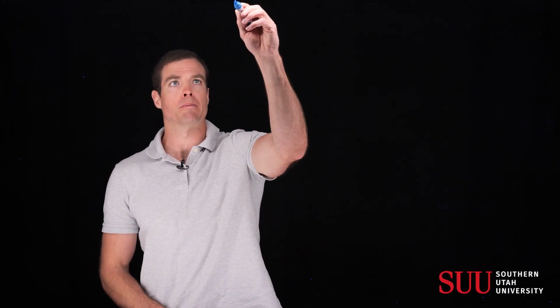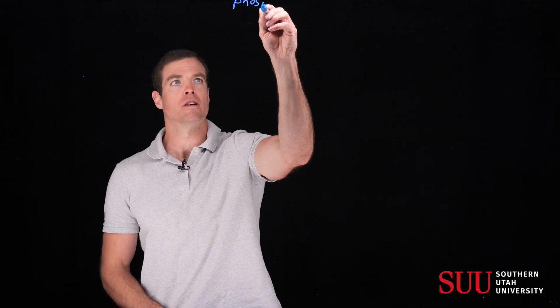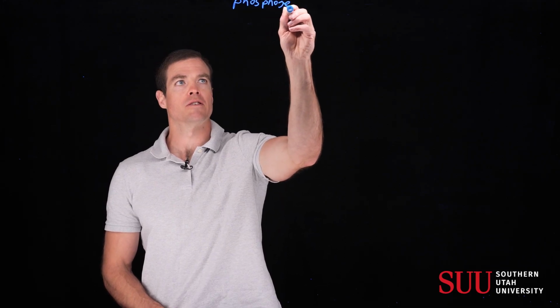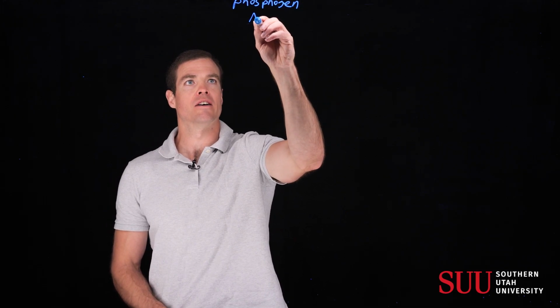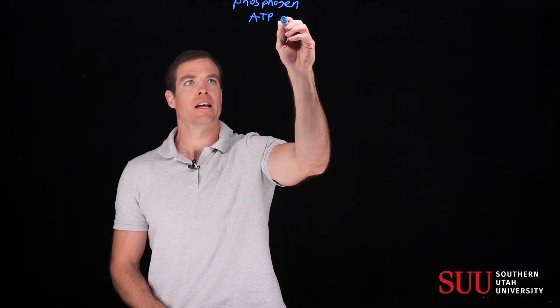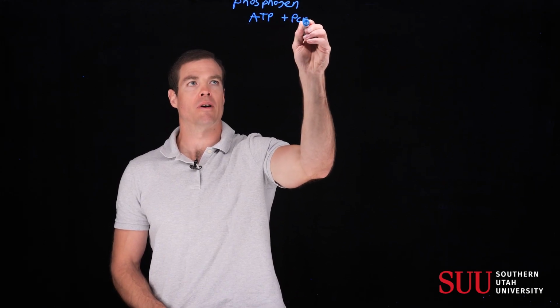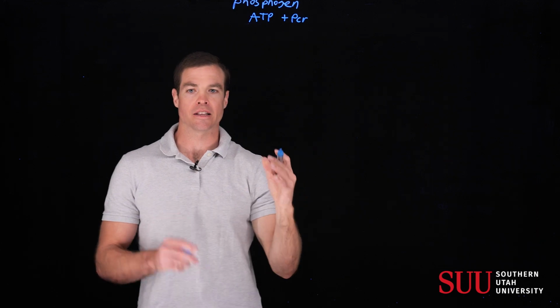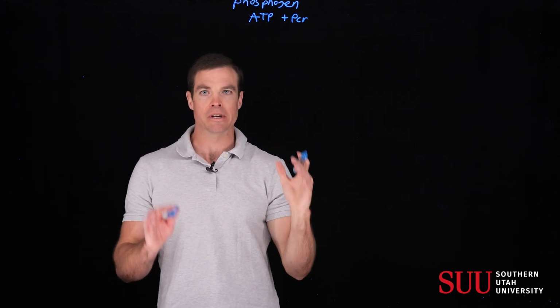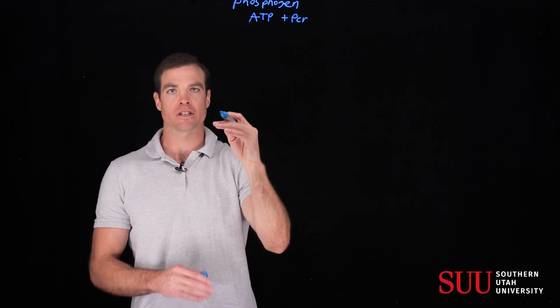So this one is going to include two main parts. So we'll just put our phosphagen, and this is our ATP and our PCr, our phosphocreatine. And this system is like immediately ready. We can even break this out into two if we want to.